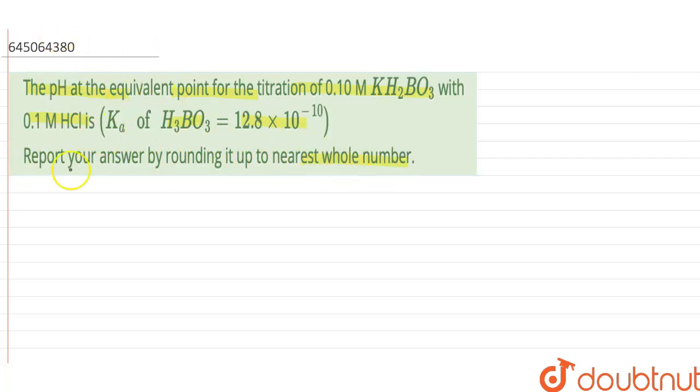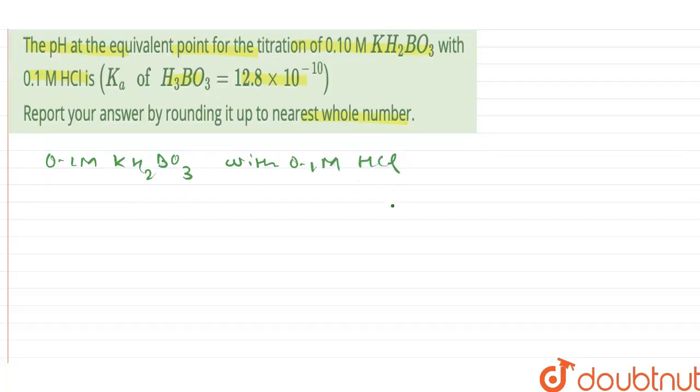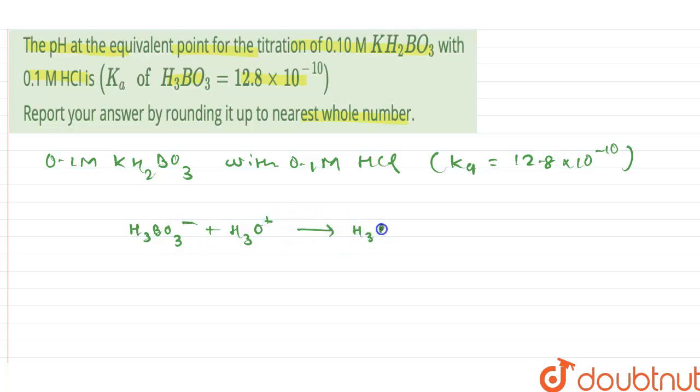To proceed with this, first we will write down the reaction which is happening. It is the reaction between 0.1 molar KH2BO3 with 0.1 molar HCl. The Ka value given to us is 12.8 into 10 to the power of minus 10 for H3BO3. The reaction which is happening is H2BO3 minus plus H3O plus will give me H3BO3 plus H2O.